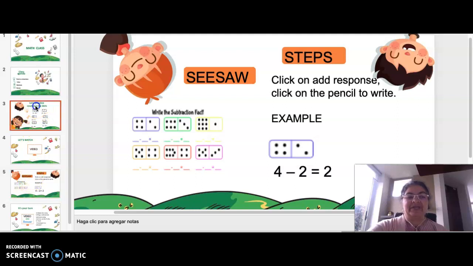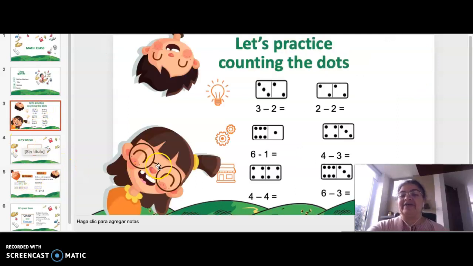Here we have, for example, these dominoes. In these dominoes, here in the first square, I have 3 minus 2 equals, who can give me the answer? Emma, good answer, very good. Now, Maria Carolina, if I have 2 minus 2 here equals, and here I have 6 minus 1, maybe girls or boys, who can give me the correct answer?